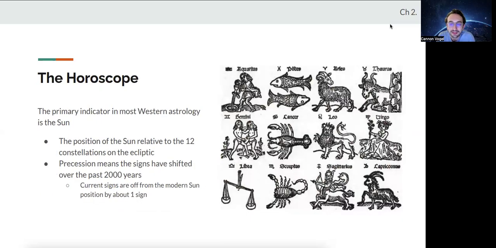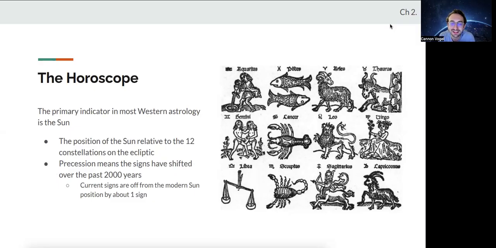So the most common form of Western astrology is based on the horoscope, which are those 12 constellations that are arranged around the ecliptic plane. So the ones that the sun passes through as it moves through the celestial sphere. And so each one corresponds roughly to a month. Now, because of the precession that we talked about, the signs have actually shifted a little bit over the last 2,000 years, roughly, since they were standardized. And so they're off by about one sign today.